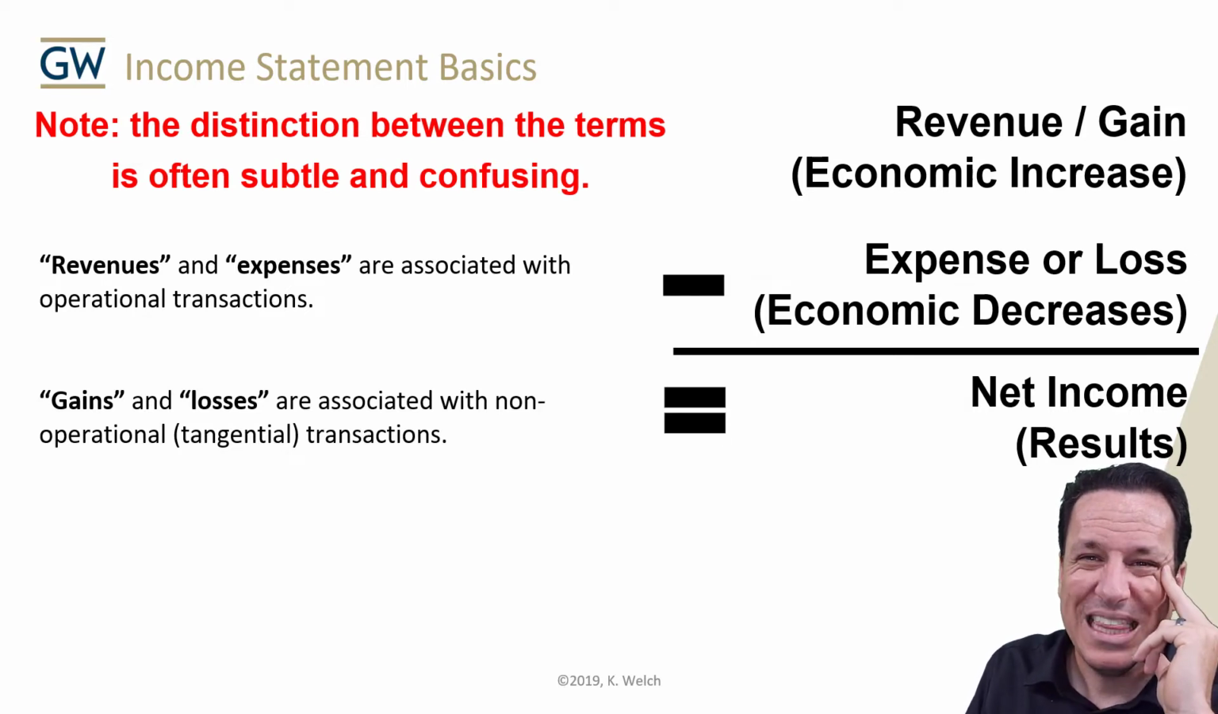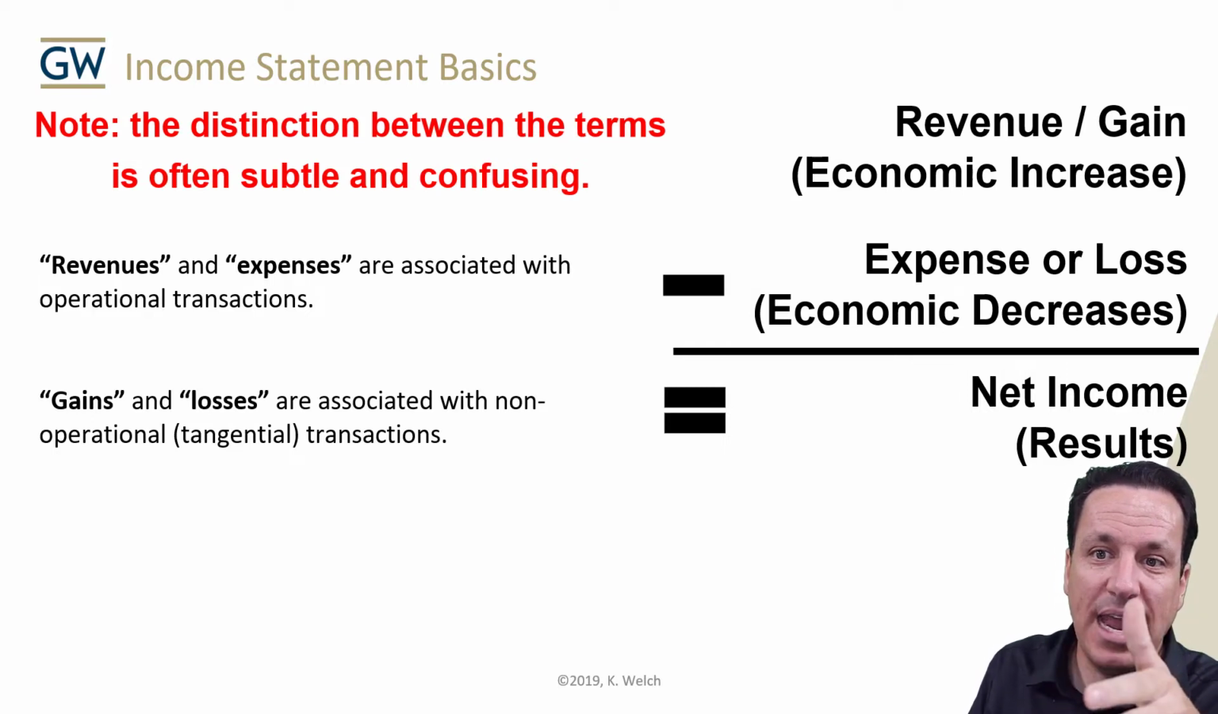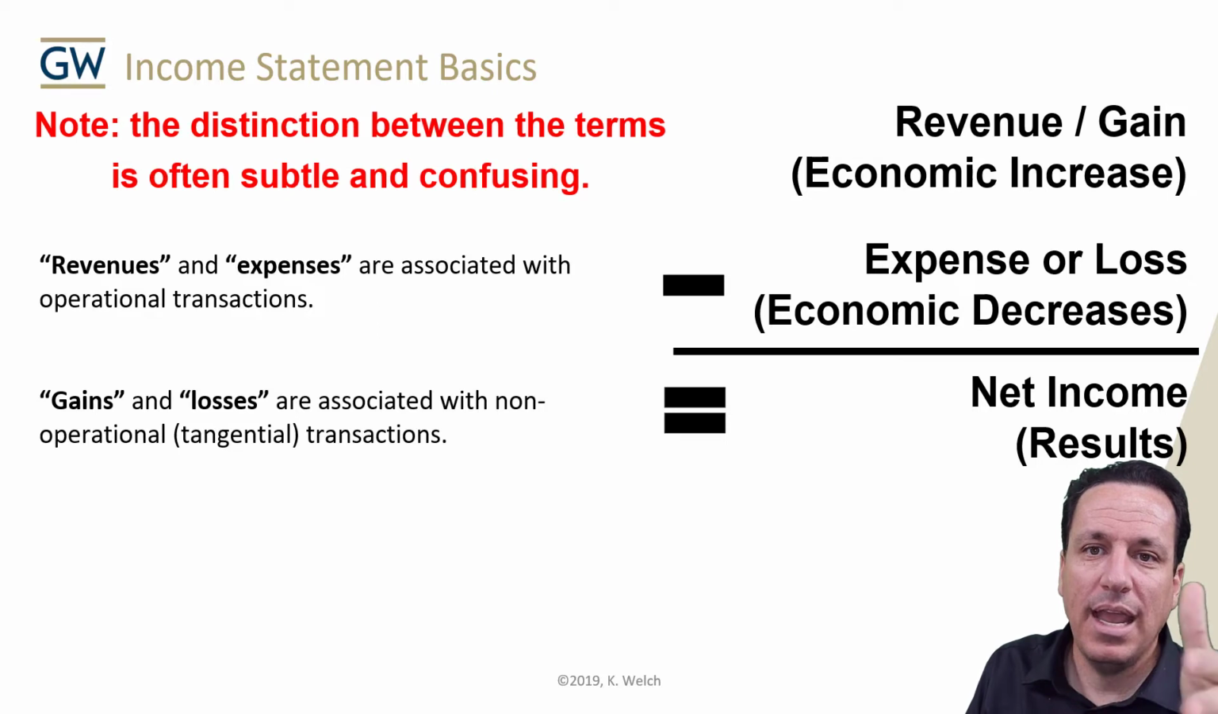Well, guess what? That's not your core business. That's something outside your core business. So that would be classified as a gain, not like a revenue. And it'd be a gain because your business is making pools. Your business isn't selling this unique form of equipment.